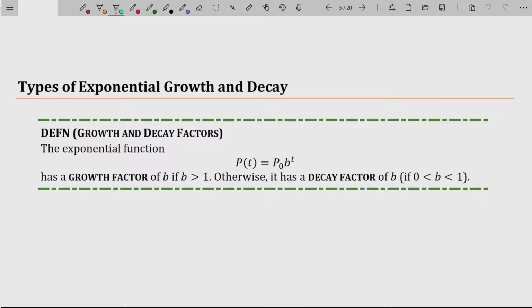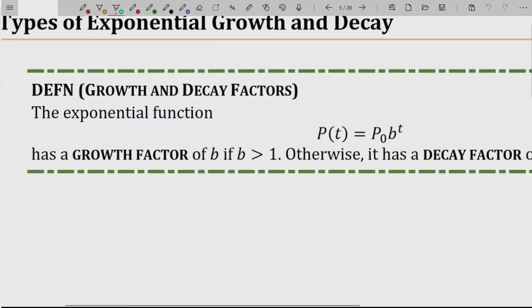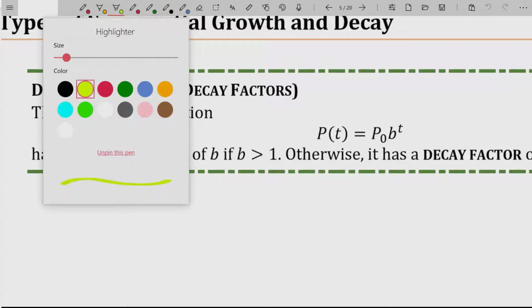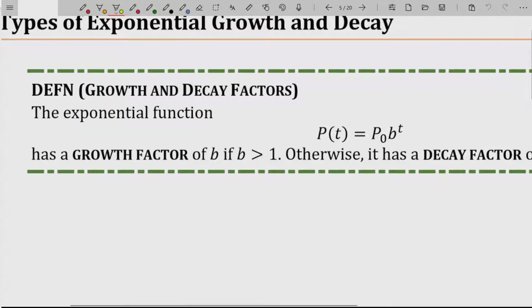So let's define some things. Growth and decay factors. The exponential function, P of t is equal to P naught b to the t, has a growth factor. I should put the emphasis on growth. Has a growth factor.